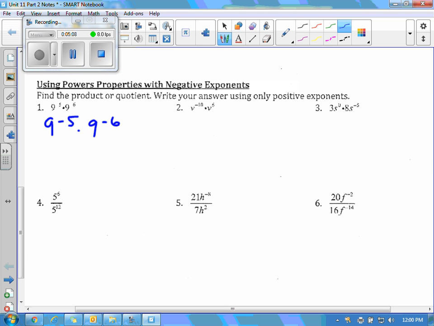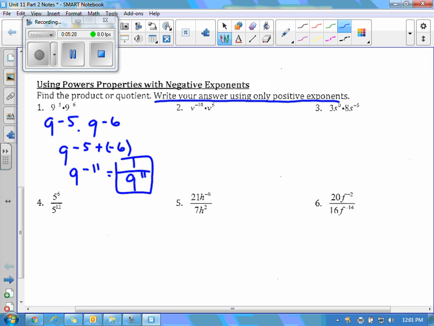So we're going to start by using the product property, meaning I can just add these exponents together, and that'll give me 9 to the negative 11. Now, if you look at your directions, it says write using only positive exponents. So I need to use my negative rule here. That means this is going to turn into 1 over 9 to the positive 11 in my final answer.